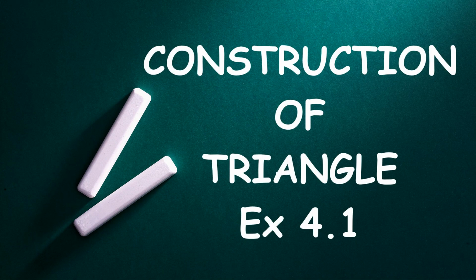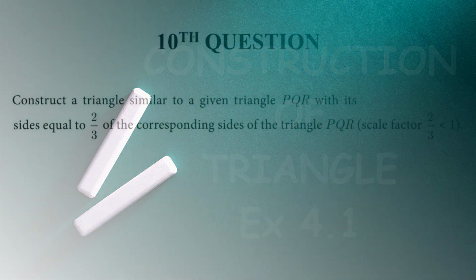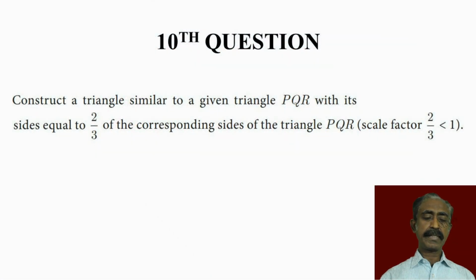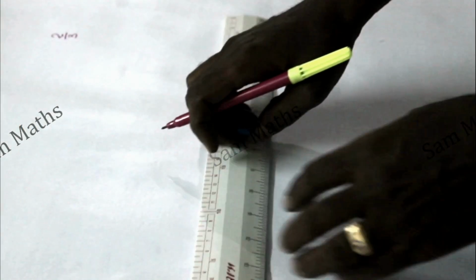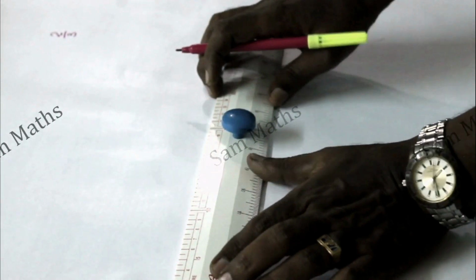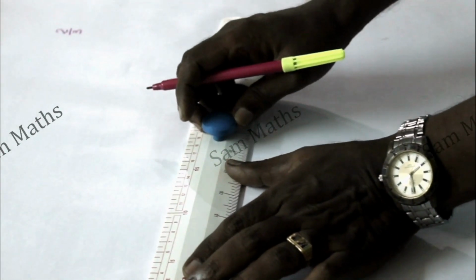In this video, we are going to learn construction of triangle. Okay, children? From exercise 4.1, 10th question. Construct a triangle similar to a given triangle PQR with its sides equal to 2 by 3 of the corresponding sides of the triangle PQR. First, you have to draw a triangle with any measurement.